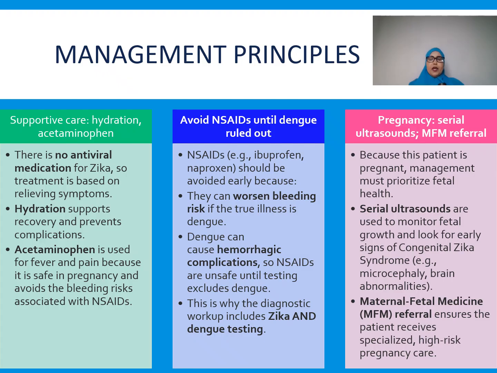NSAIDs should be avoided early because they can worsen the bleeding risk if the true illness is dengue. Because dengue causes bleeding, if you give them NSAIDs, it will increase the risk of bleeding. Dengue can cause hemorrhage complications, so NSAIDs are unsafe until tests exclude dengue virus. This is why the diagnosis workup includes Zika and dengue testing.